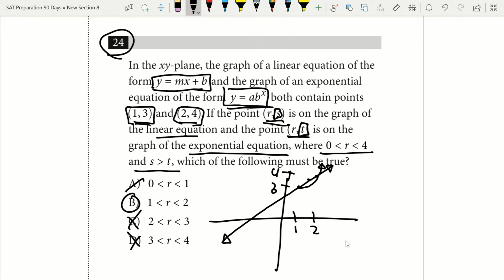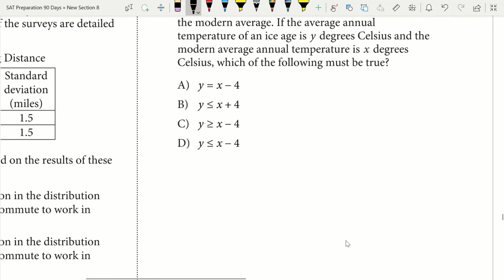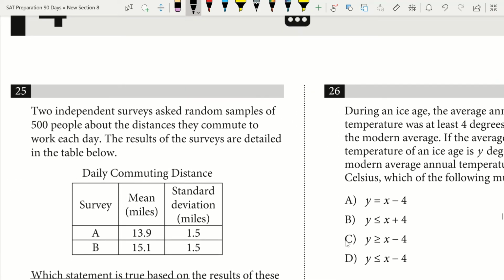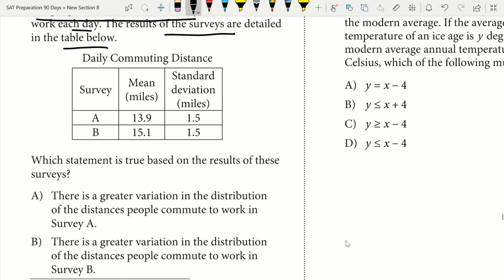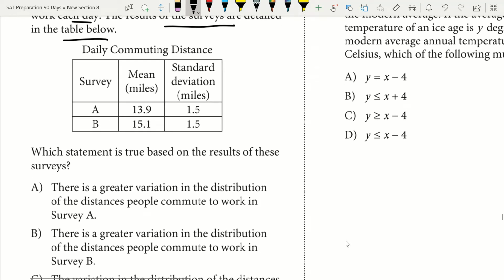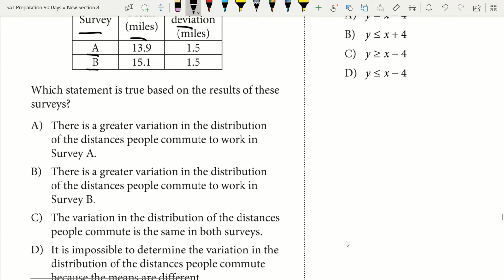All right, now we've got question 25, so let's go down and see what that's got to say. All right, I see I've got a table. I'm told 2 independent surveys asked random samples of 500 people about the distance they commute to work each day. The results of the surveys are detailed in the table below. So we have a daily commuting distance, 2 different surveys. We got their mean distance in miles. We got standard deviation in miles. Okay, one thing that jumps out to me right away is standard deviation is the same. Which statement's true based on these surveys?